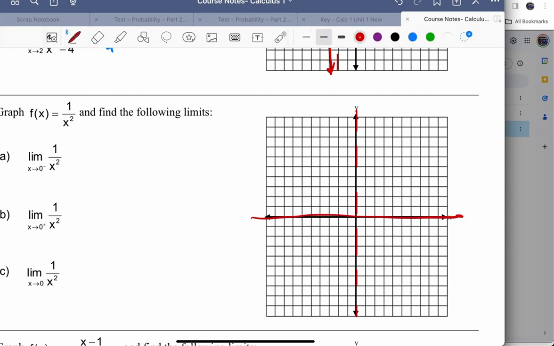Is it just both, like x and y axis? Yeah. Yep.